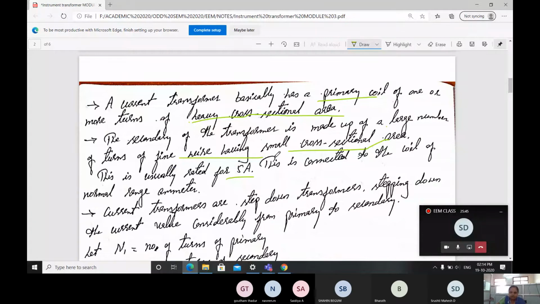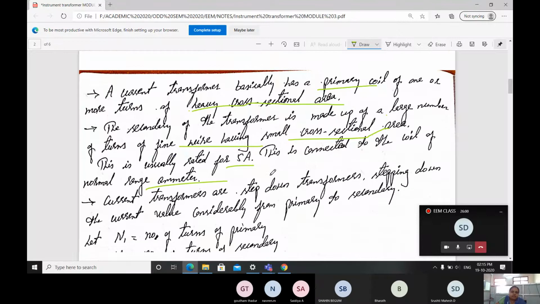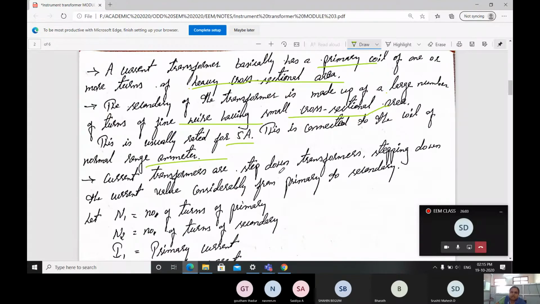Okay, just for a basic of 250 volts, if I am going for small range applications, in that application I can go for 5 amps only. This is connected to the coil of the normal range ammeter. Then current transformers are step down transformers, remember this, stepping down the current value considerably from primary to the secondary. This is about the current transformers.